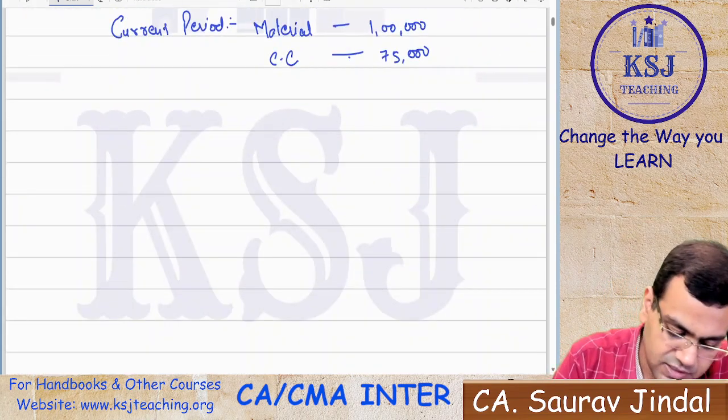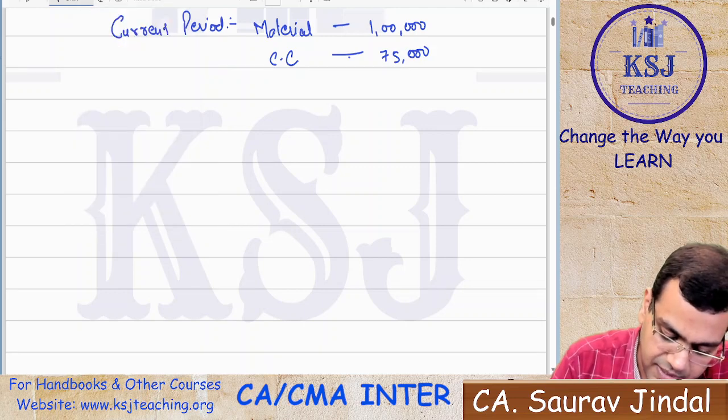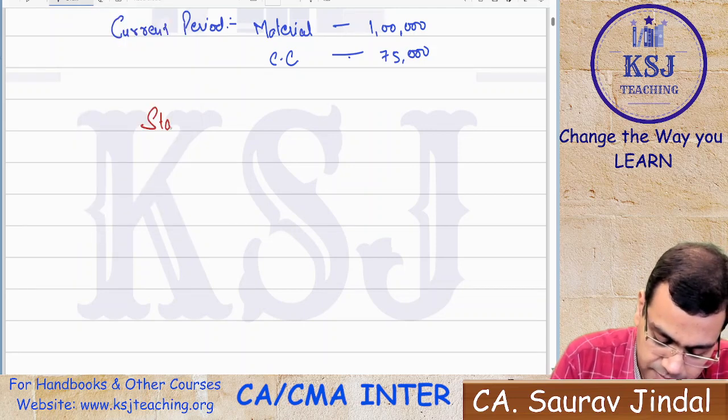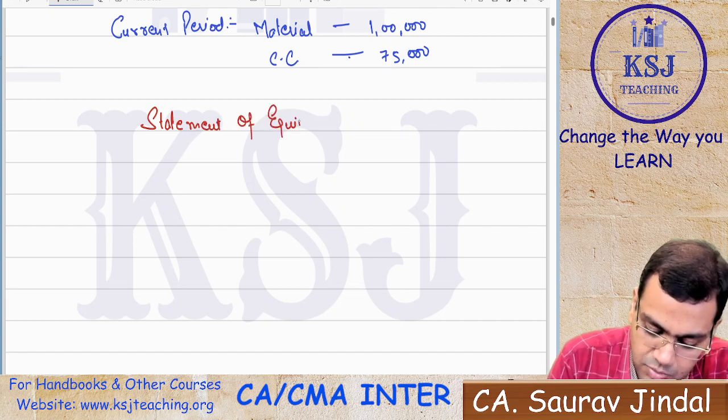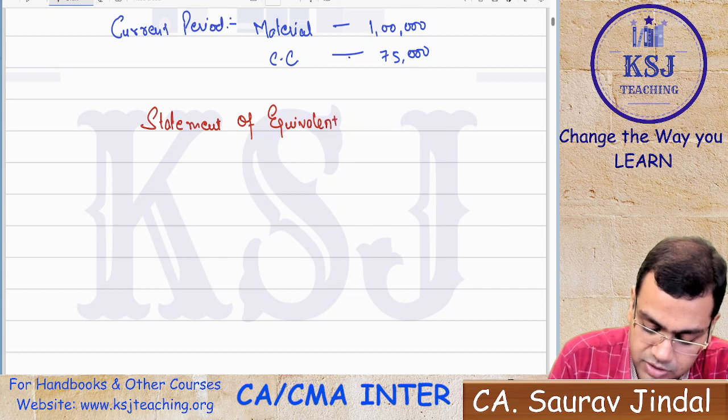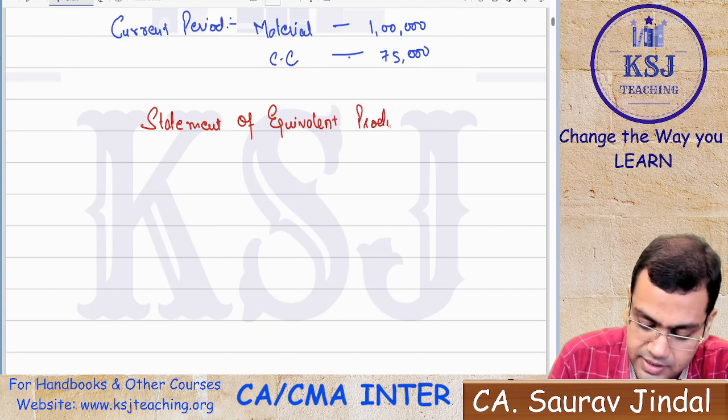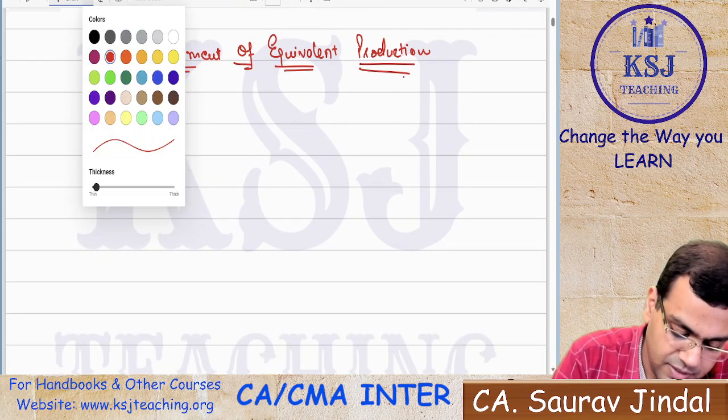So what will be the first step? The first step will be the statement of equivalent production, because this is the most important part in process costing. If you get a good grip on this, that means the process costing is done, right? What is the statement of equivalent production?